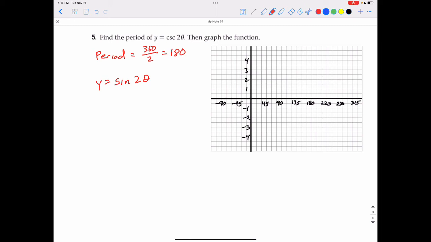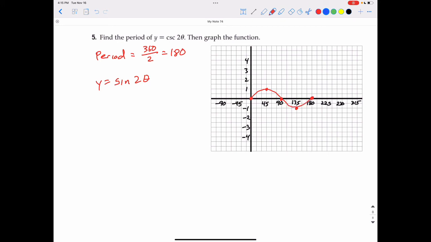So sine starts at 0, 0. It ends the period at 180, and I'm going by 15s on each block this time to spread it out a little bit. And at 90 degrees, it will be back at the x-axis, reach its high point halfway between the intercepts and the low point halfway between those intercepts. So here is one full period.